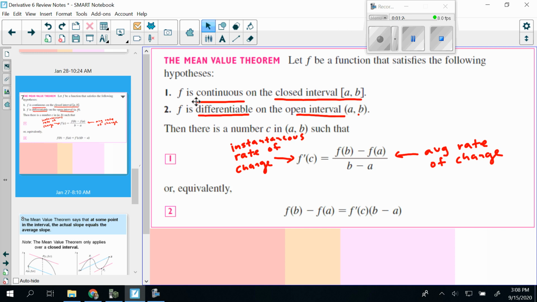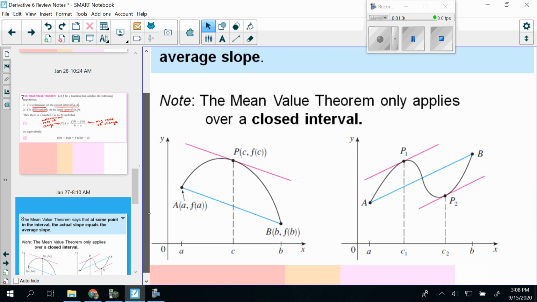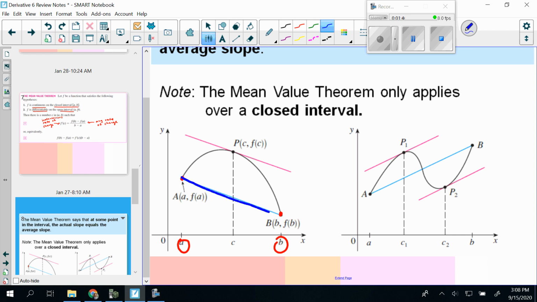So what does that look like picture-wise here? What it means is if you have 2 points here between a and b, so if you follow that up, there's y values for both. The average rate of change would just be this line. That's your f of b minus f of a over b minus a. That's that part of the mean value theorem.